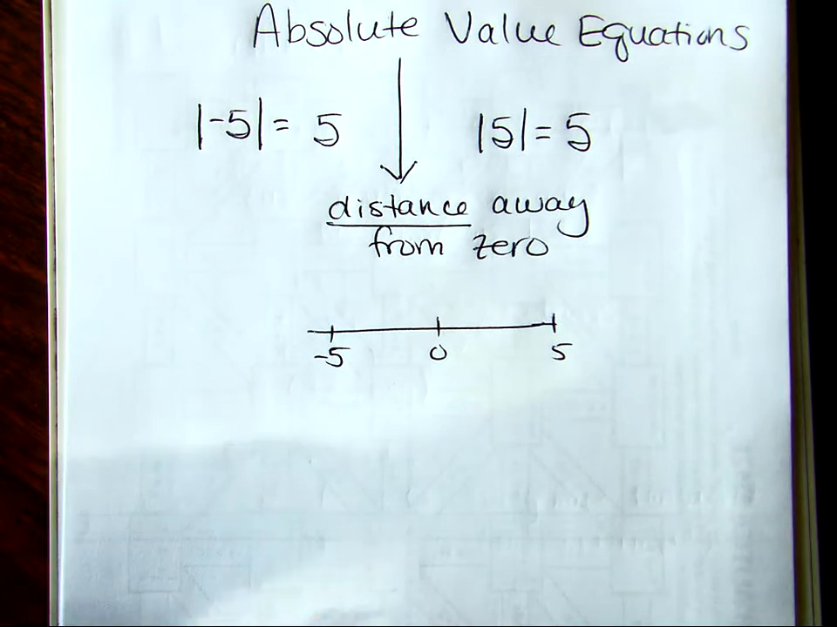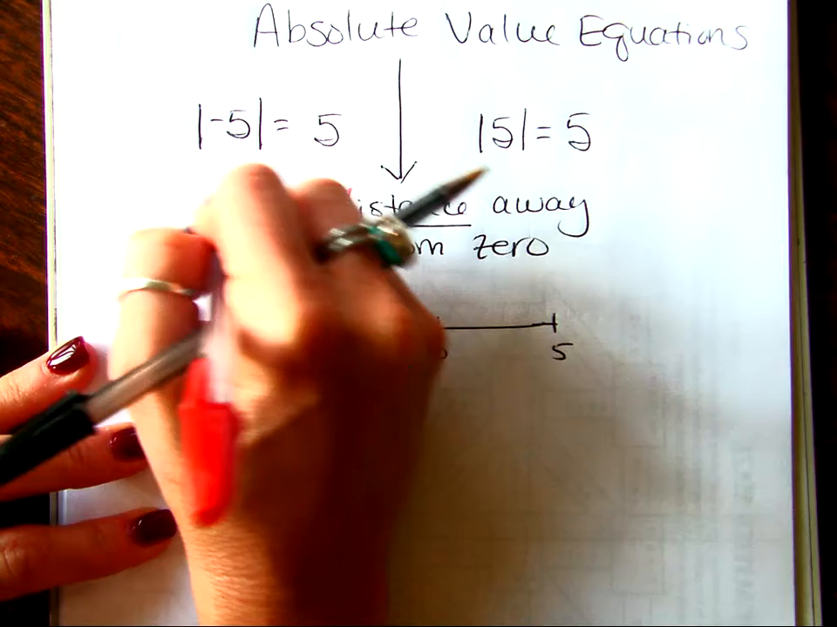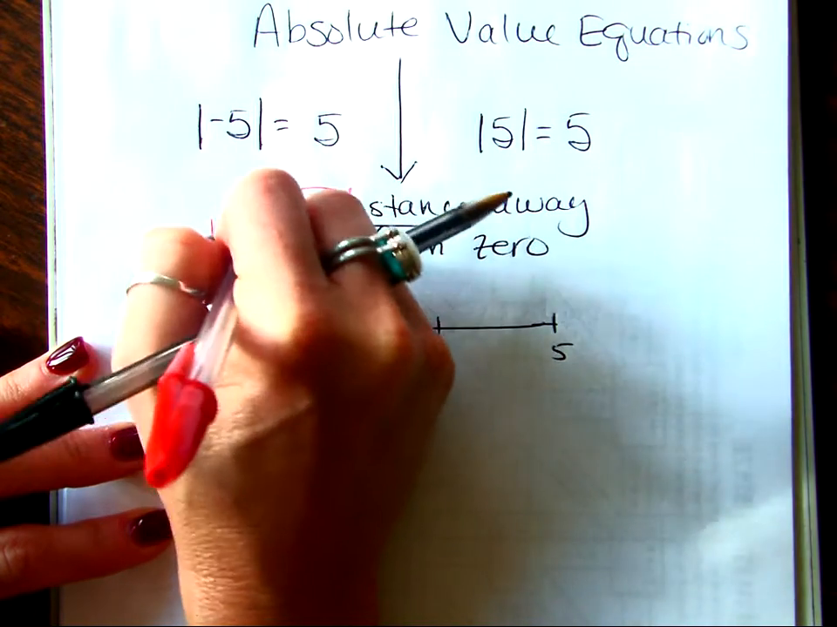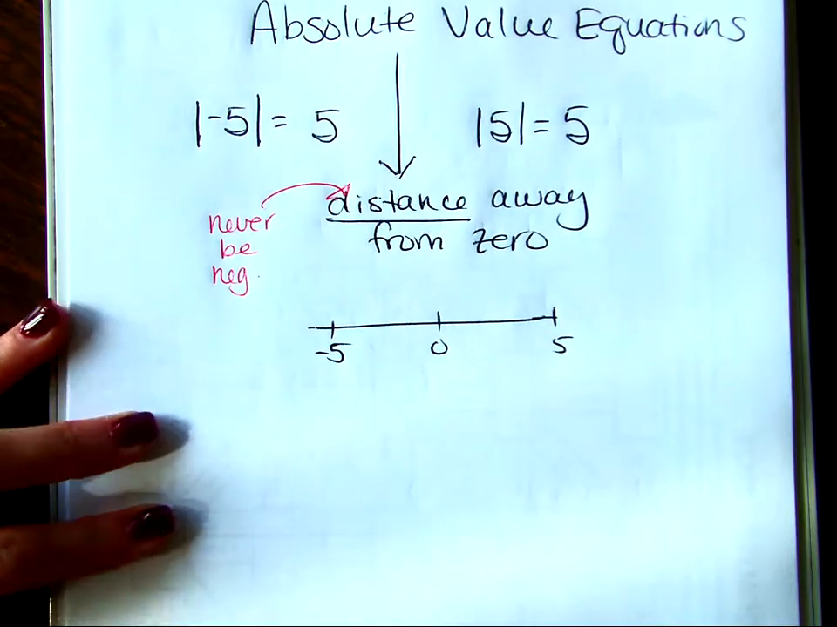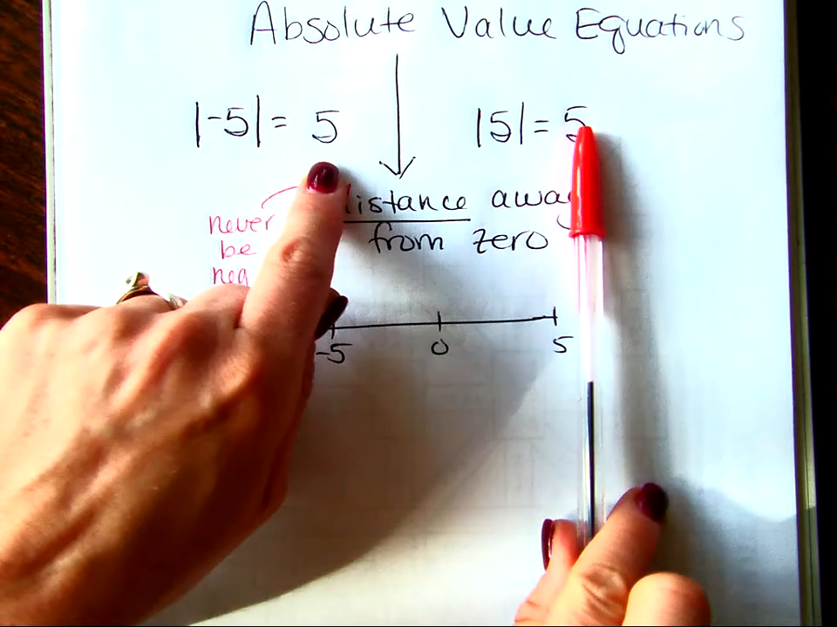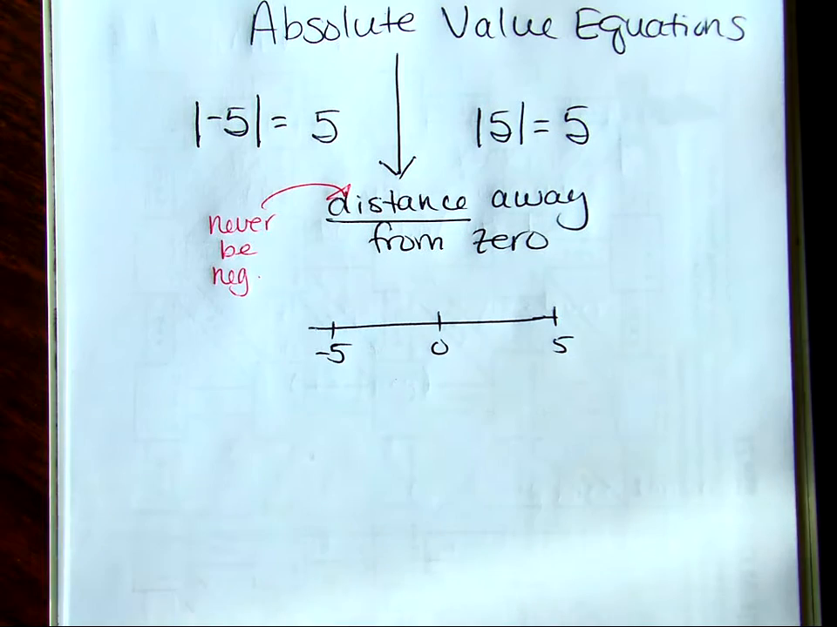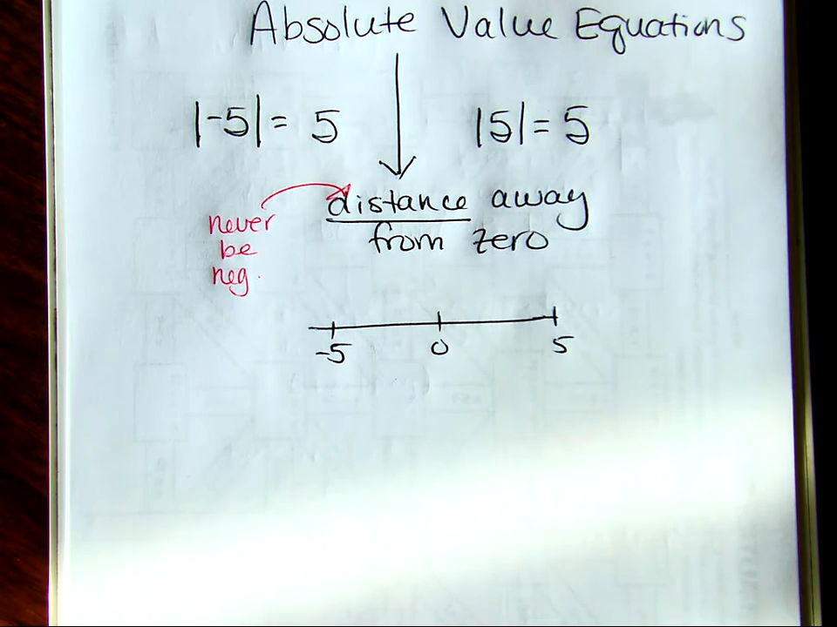So when we look at the word distance, we know that distance can never be negative, okay? Which is why the absolute value of a number will always be positive. Keep that in mind, okay?